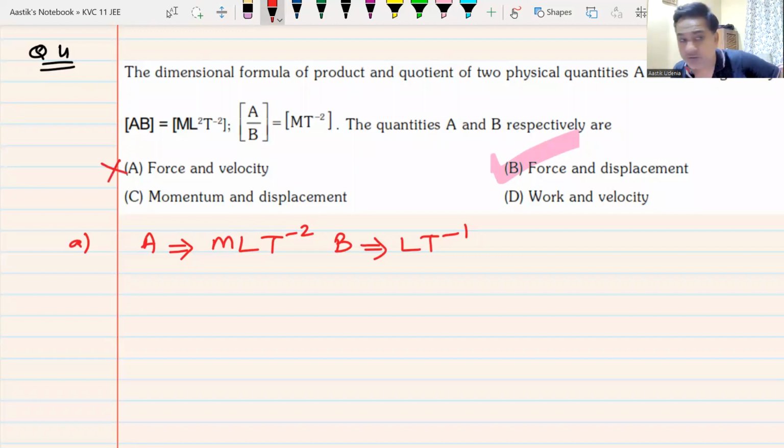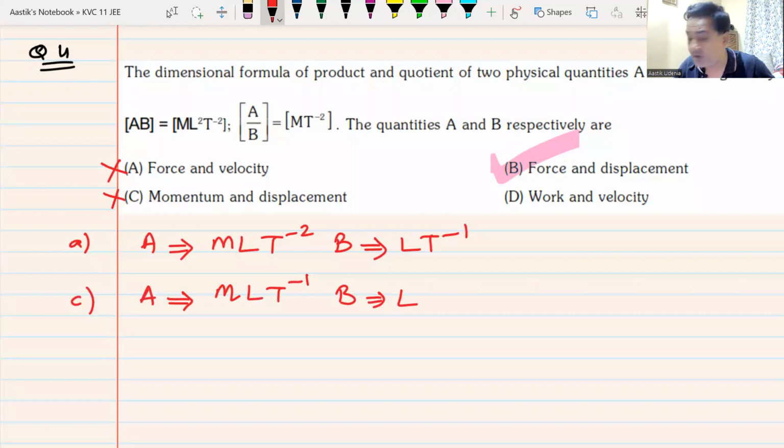Do we understand this? Yes or no? Since B is the correct option, we will forget B. Let us see the option C. A is taken as momentum. Momentum is mass into velocity, my dear friends. So M L T minus 1, mass into velocity, and B is given as displacement. So B becomes L. If I multiply A with B, I will not get the first dimension. So this is wrong. Do you understand it?